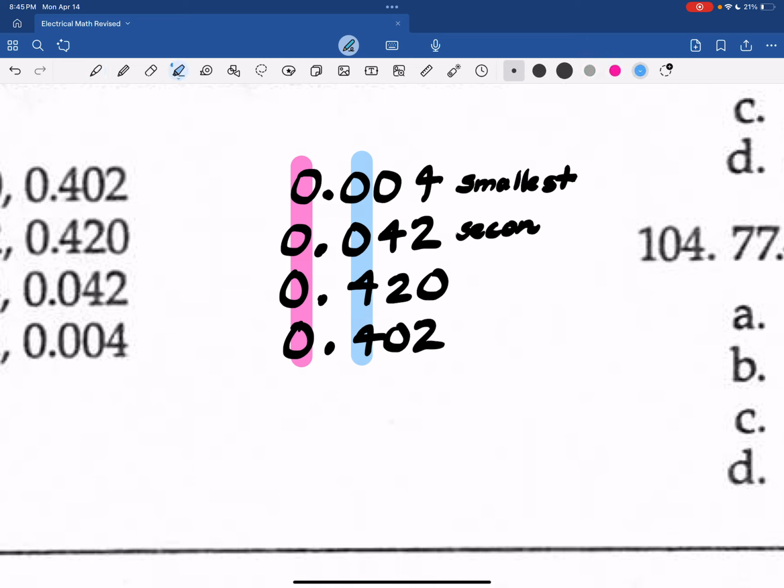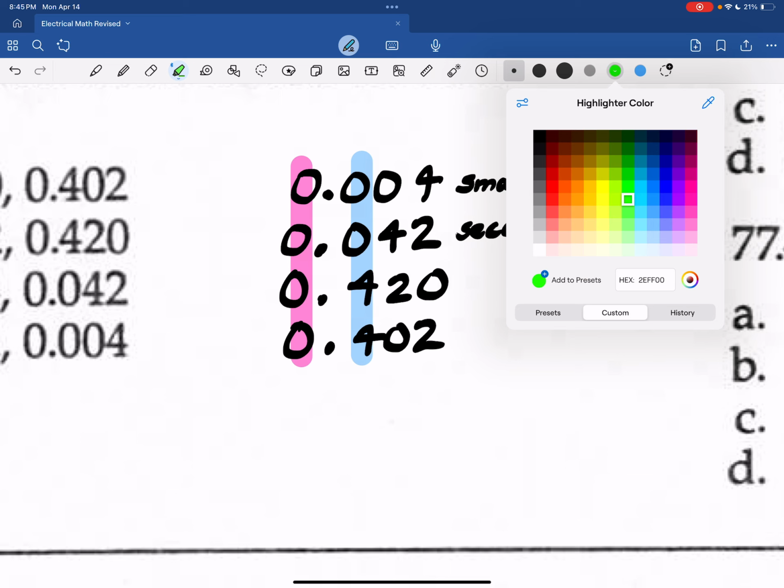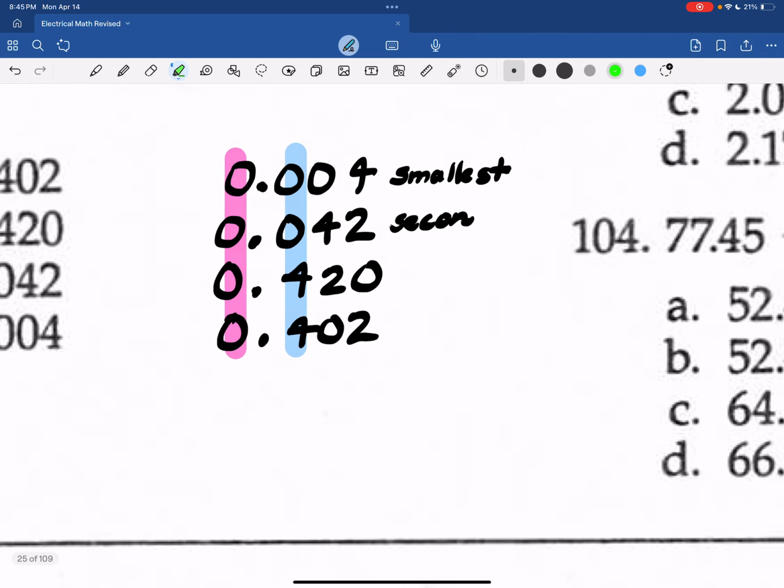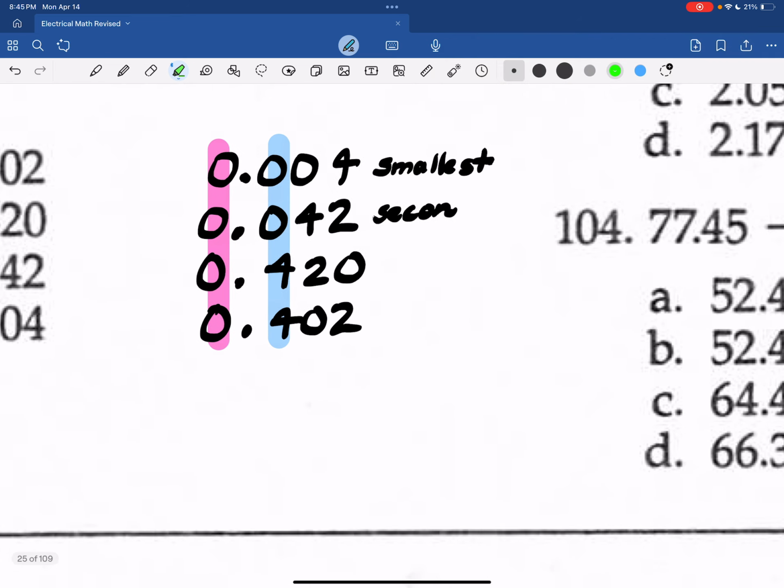Then we go to the next place, which is the hundredths place. It's kind of like putting numbers in alphabetical order. You have to go on to the next place, but we only have these 2 still in play. Which of those is smaller? This would be the third one, and this would be the largest one.